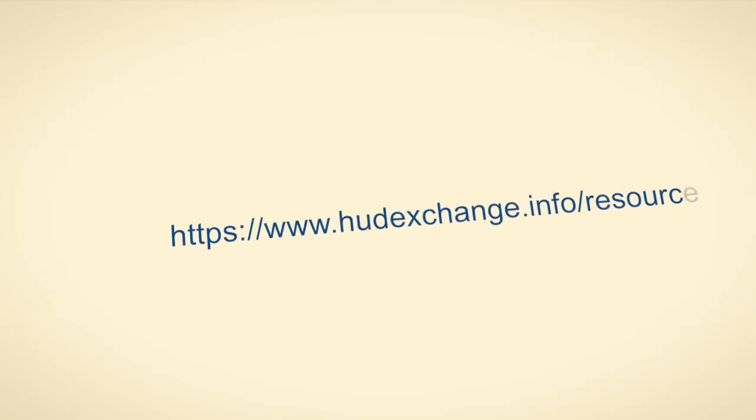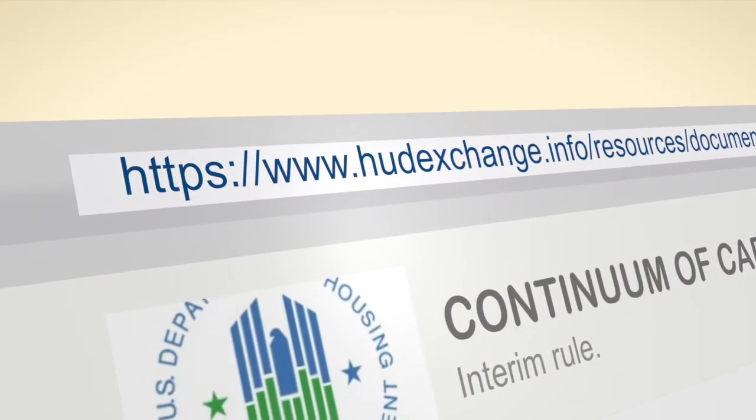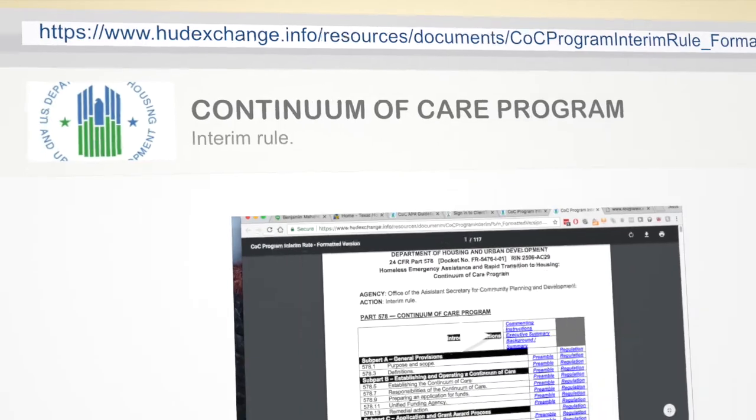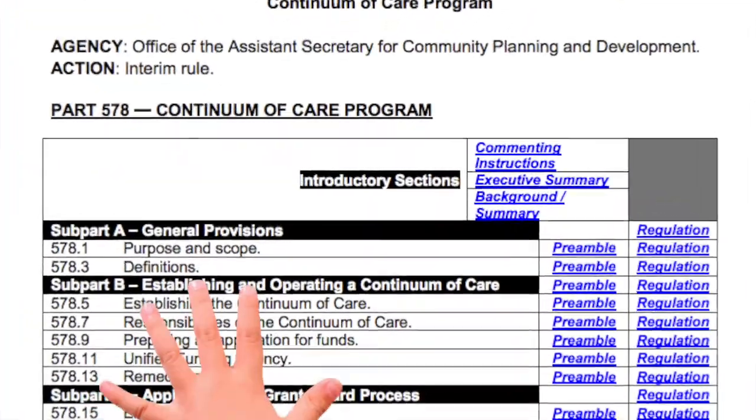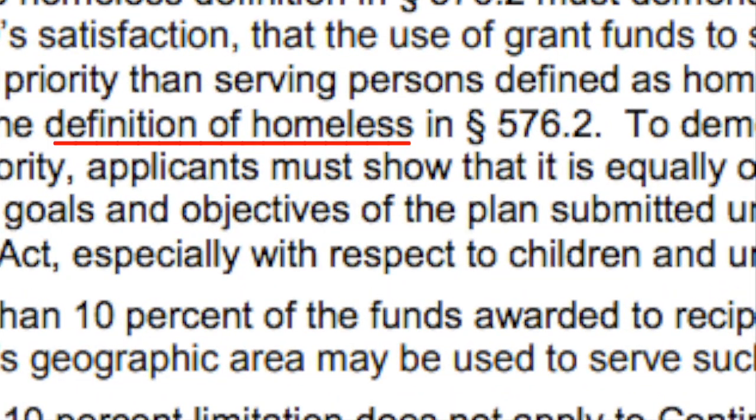Question 15 is perhaps one of the most important questions on the APR for compliance purposes. This is because in the COC interim rule, there's only one criteria for eligibility, and that's that a client meets with the Hearth Act definition of homeless.